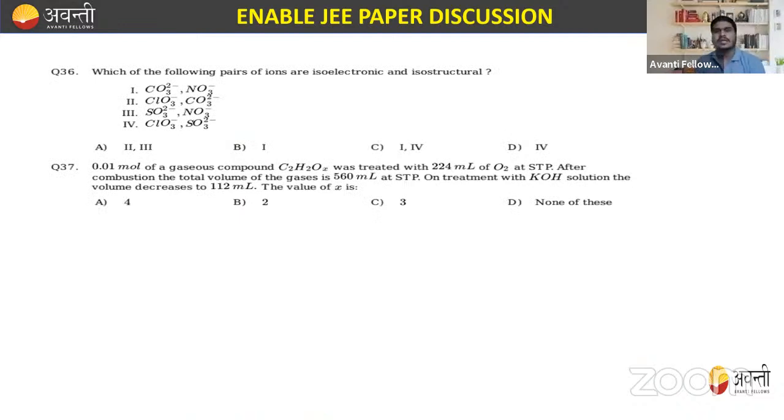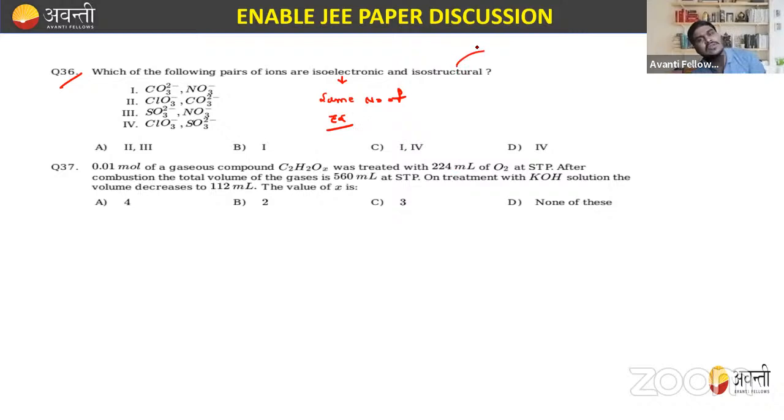Good. Now, in question number 36, what do they ask? Which of the following pair of ions are isoelectronic and isostructural in nature? There are options given. What do you mean by this term isoelectronic, beta? Isoelectronic means same number of electrons. If they contain the same number of electrons, it means they are isoelectronic in nature.